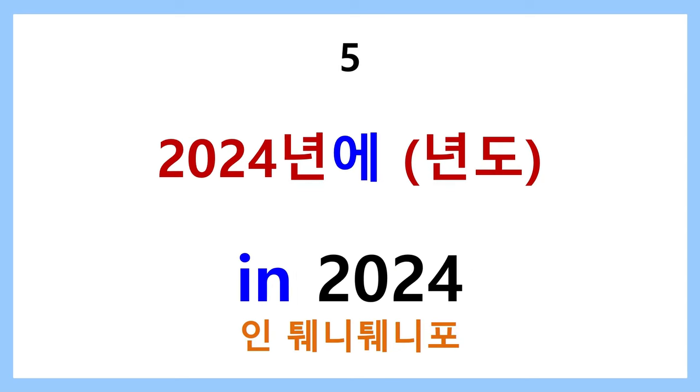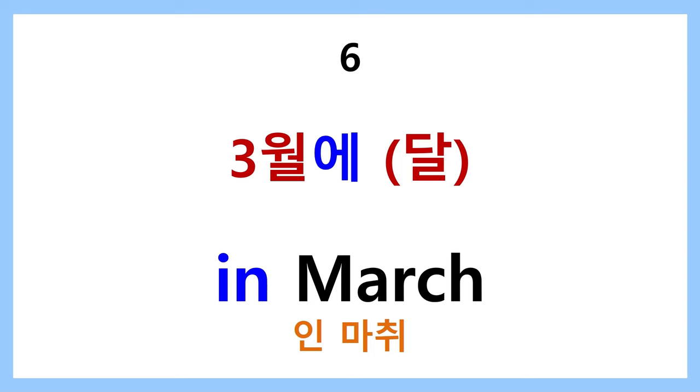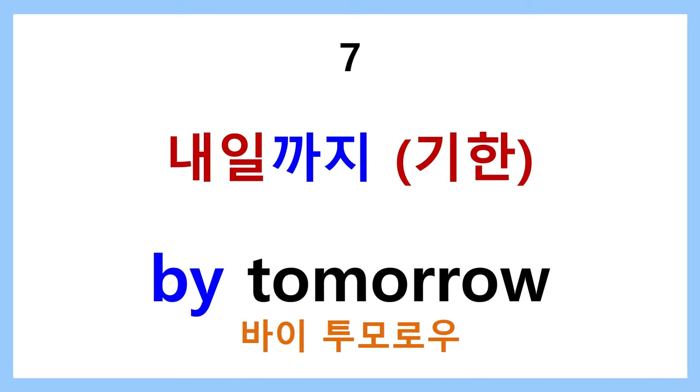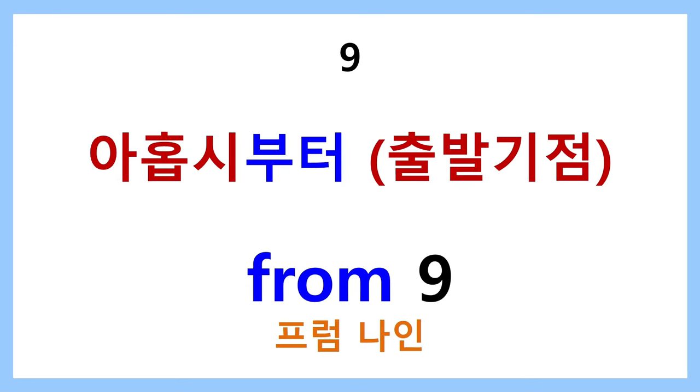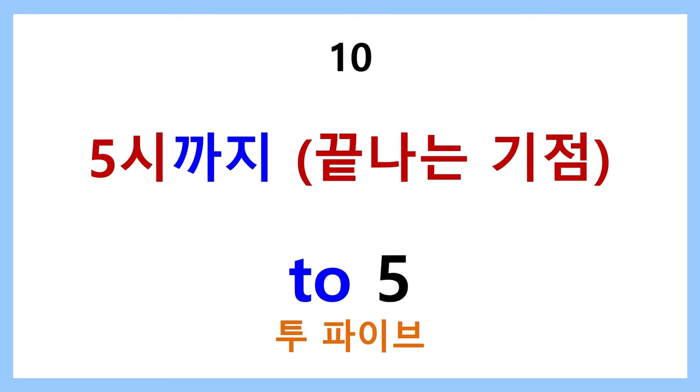In 2024, 2024년에, 연도. In March, 3월에, 달. By tomorrow, 내일까지, 기한. Till 5, 5시까지, 연속. From 9, 9시부터, 출발 기점. To 5, 5시까지, 끝나는 기점.